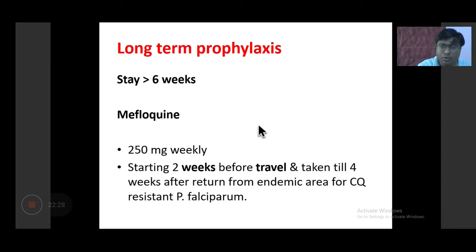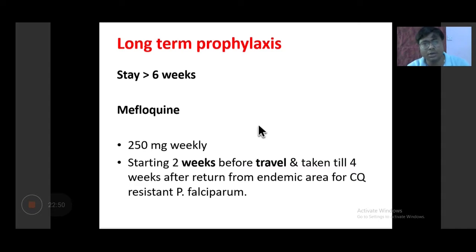So 2 weeks before the travel date, then during the stay, and then after coming back home, we should continue it till 4 weeks after return as well. So 2 weeks plus the whole period of stay plus 4 weeks after return from the endemic area, 250 mg weekly is the dose for long-term prophylaxis. This is very, very important to understand.